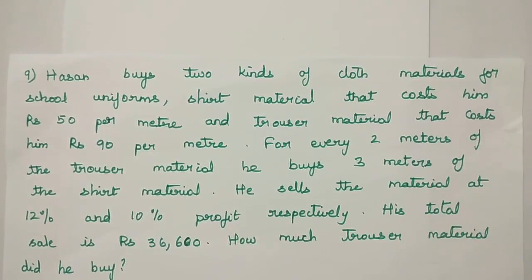Hassan buys two kinds of cloth materials for school uniform. Shirt material that cost him rupees 50 per meter, trouser material that cost him rupees 90 per meter. For every 2 meters of trouser material, he buys 3 meters of the shirt material. He sells the material at 12% and 10% profit respectively. His total sale is 36,600. How much trouser material did he buy? The question might seem big, but the steps of the solution are very few.